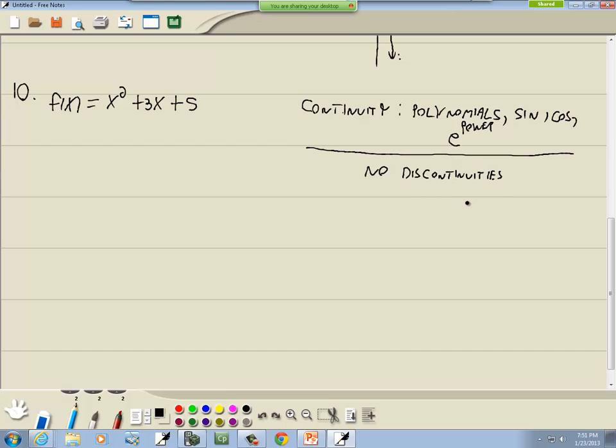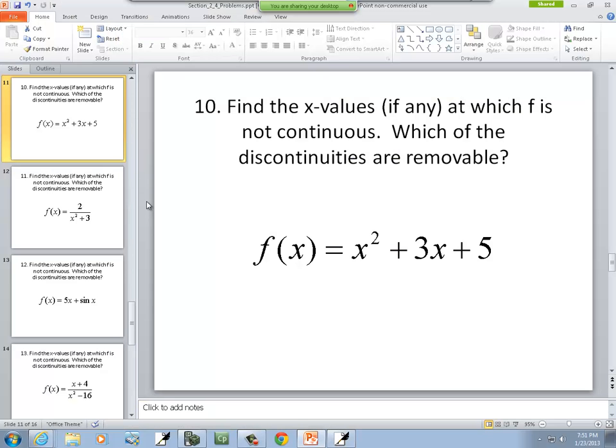I'll probably misspell this many times. I start out pretty good, and then I screw it up. Okay, well this is a polynomial, so there's no discontinuities, and I'll abbreviate it like that. Which, if there's no discontinuities, then it can't be removable or non-removable.